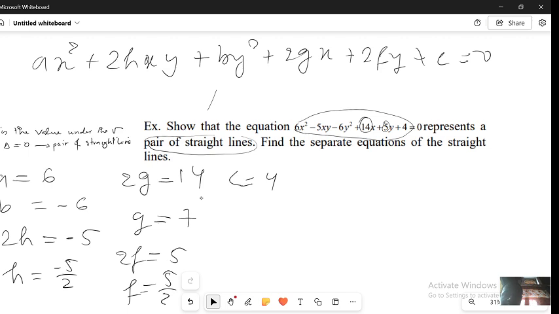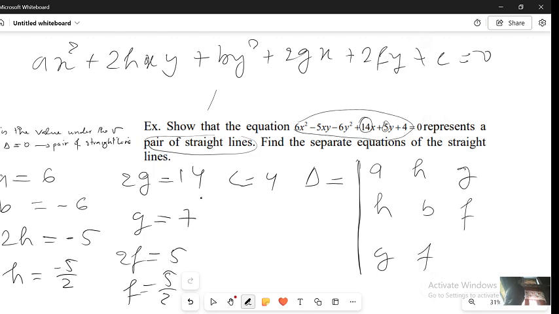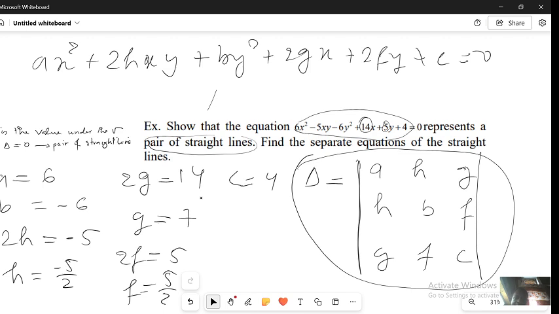For the value of delta, we have to know this formula. The value of delta, which is the value under the square root that we determined before, is equal to the determinant of the matrix with rows a h g, h b f, g f c. If the determinant equals 0, then directly it is a pair of straight lines.